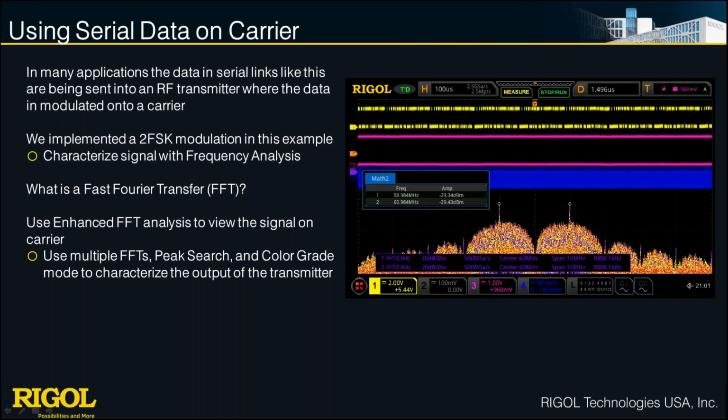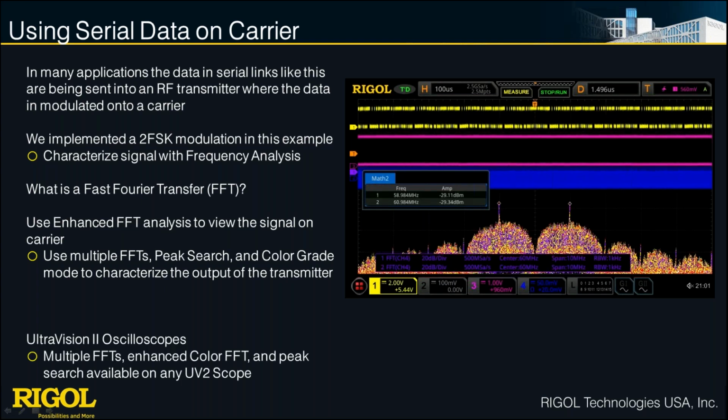Here we're using two FFTs together, one to show the spectrum and one to show the peaks in the latest FFT. All the UltraVision 2 oscilloscopes have the capability to do all those things at once, which is a great tool for looking at RF carriers with an oscilloscope in an FFT mode.